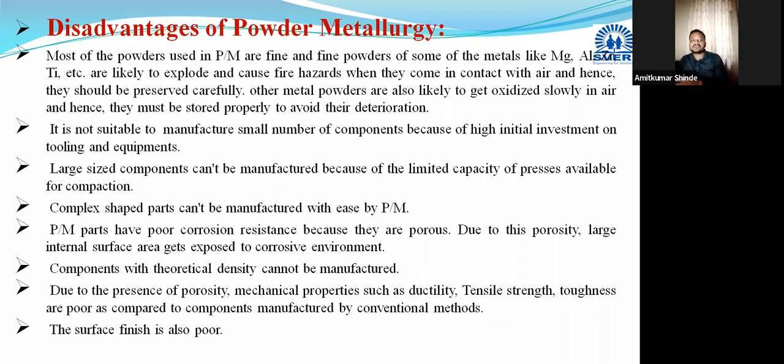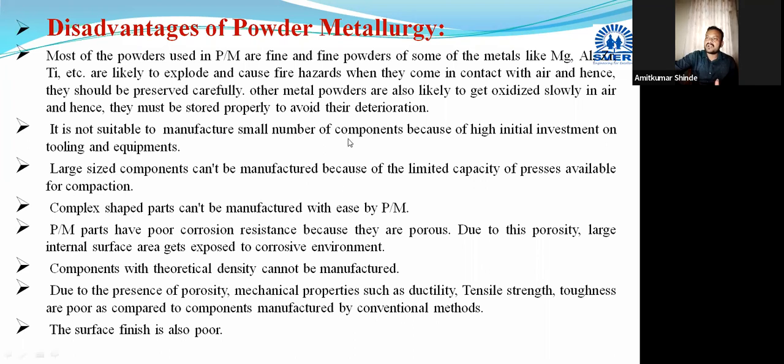In this way, loss of metal powder may take place. Hence, to avoid this deterioration or loss due to explosions or the oxidation process, proper care is required. Then this powder metallurgy technique is not suitable for manufacturing a small number of components. It is economical when we are doing mass production.